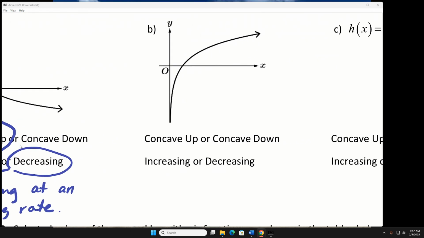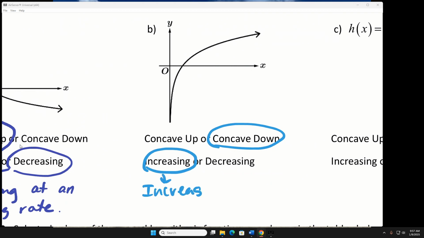Concave up or down? Down. Is the graph increasing or decreasing? Increasing. So we could also say this is increasing at a decreasing rate.